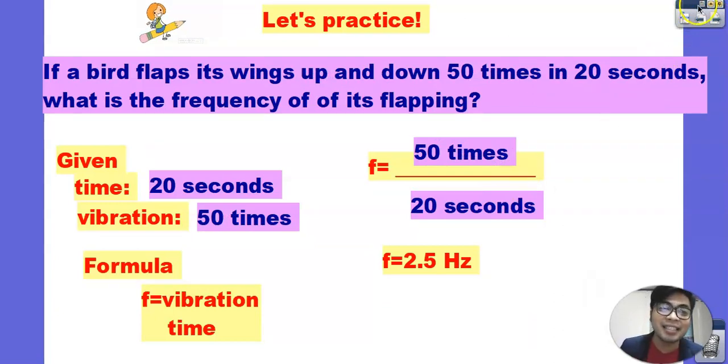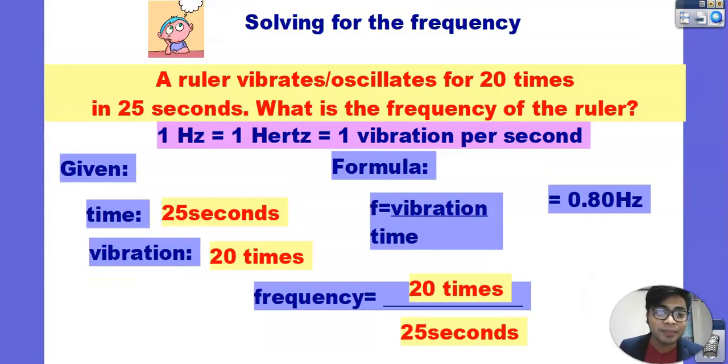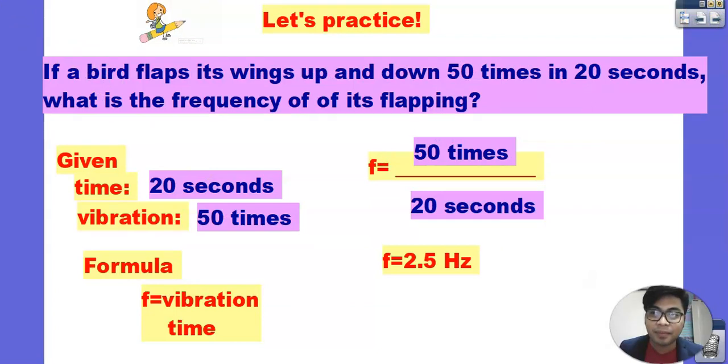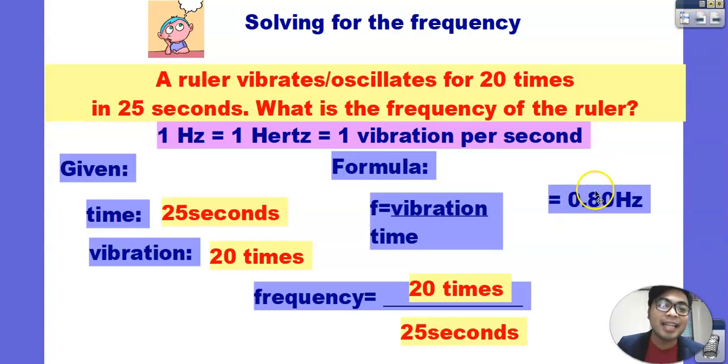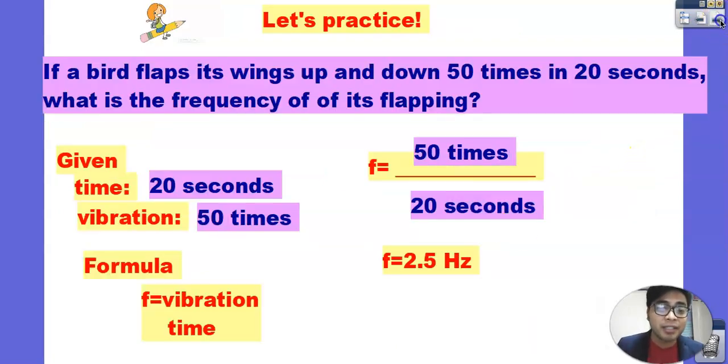Great. Exactly, it is the flapping of the bird's wings. So take note that the higher the frequency is, the higher is the pitch. The ruler only has a frequency of 0.80 hertz, which shows that it vibrates over a longer period of time compared to the bird's wings. So the higher the value of the frequency, the higher the pitch.